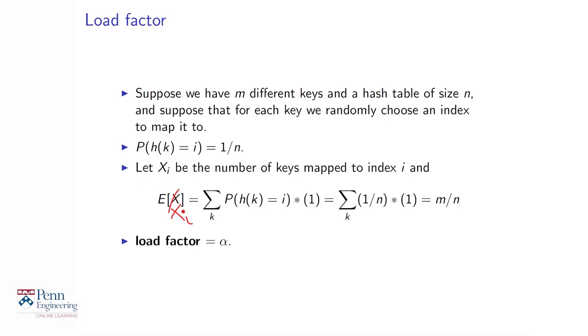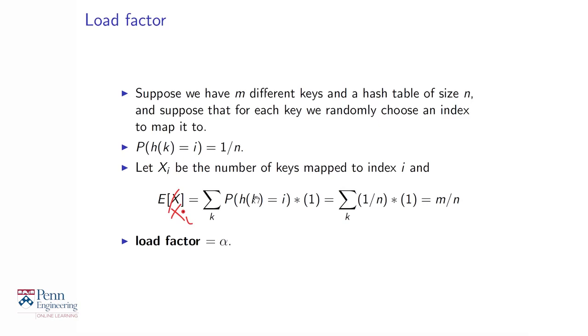So let x_i be the number of keys that are mapped to location i, or index i, in the hash array. Then the expectation of x_i, that is the expected number of keys that will land in location i, recall linearity of expectation, is the summation over all keys of the probability that key maps to location i times 1. What we're doing here is defining indicator random variables, one for each key, which are 1 if that key lands in location i and 0 if they land somewhere else. And then we are summing the expected value of each indicator random variable to get the number of keys that hash to location i.